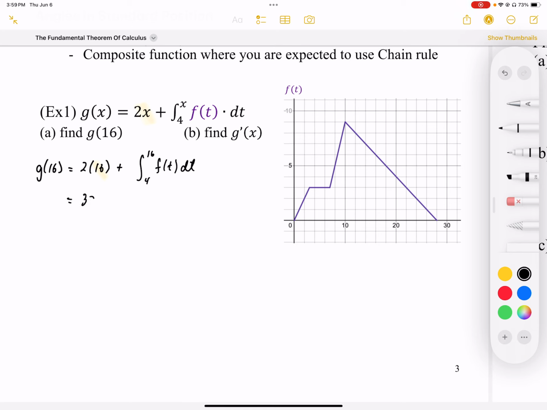So that's going to be equal to 32 plus, well, calculating the area under the f function from 4 to 16 is going to be right here. Okay, this area in here is going to be calculated. I'm just going to break this area up into some parts here. So it looks like from 4 to 7, it's going to have a height of 3, so it's going to be 21.